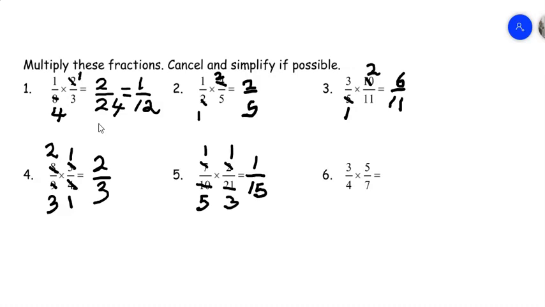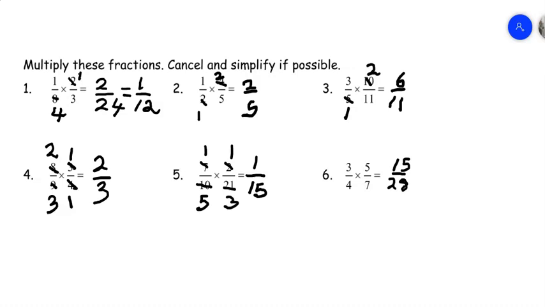And finally, number 6, 3/4 times 5/7. We realize we have no common factors between any of the numerators and denominators, so we simply multiply through. 3 times 5 is 15 over 4 times 7 is 28. That's it. That's how you multiply fractions.